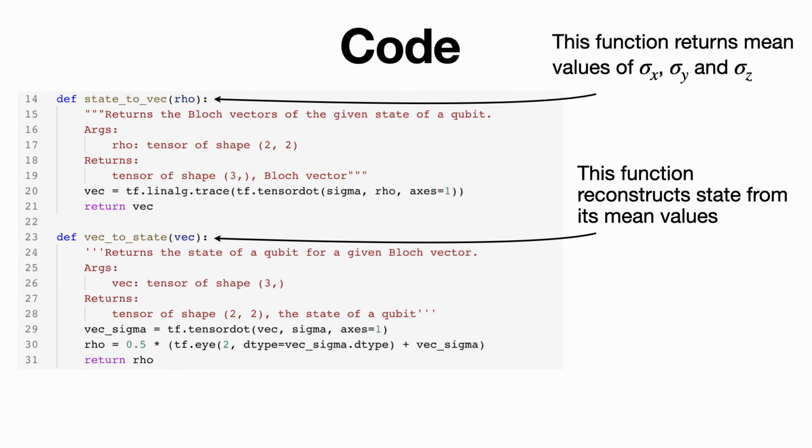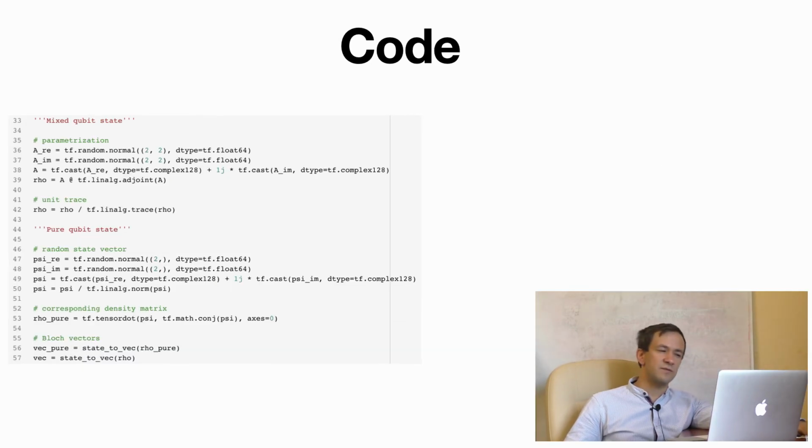Let's generate two states. The first state is a mixed random qubit state. It's implemented here. And the second state is a pure random qubit state. It's implemented below. After generating, we can calculate the Bloch vector for both states using the state-to-vec function.